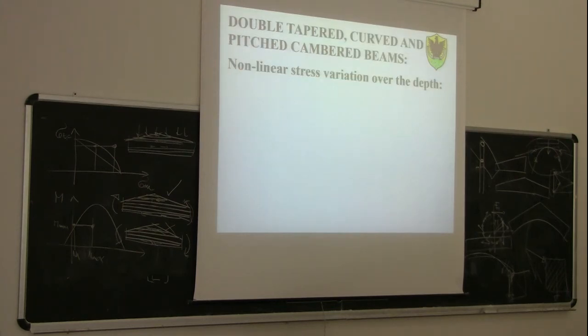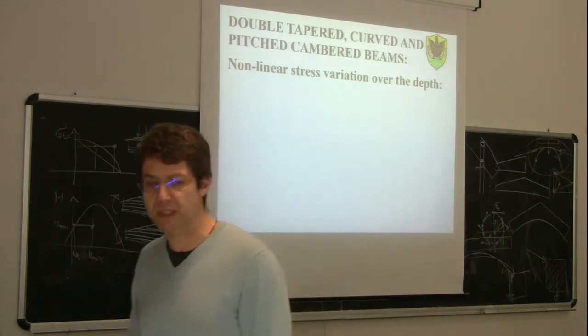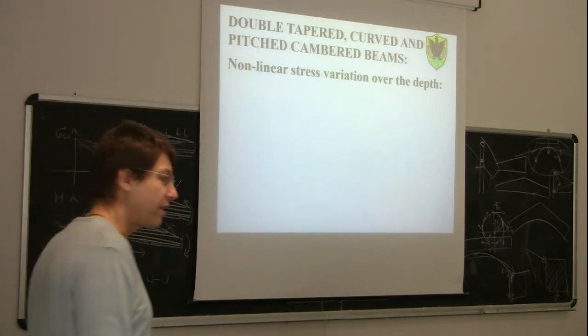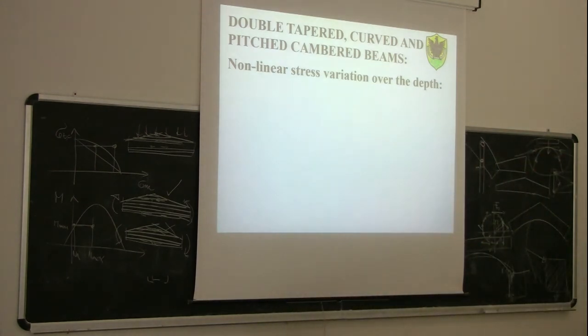Okay, the second phenomenon that we need to take into account in curved beams is the nonlinear stress variation over the depth. So when we move from straight members to curved members, we find that there is a significant difference in the stress distribution. While for straight members, according to the Saint-Venant theory, there is a linear variation of strain and a linear variation of stresses, in curved members we have to consider a non-linear variation of stresses over the depth when the curved member is subjected to bending.